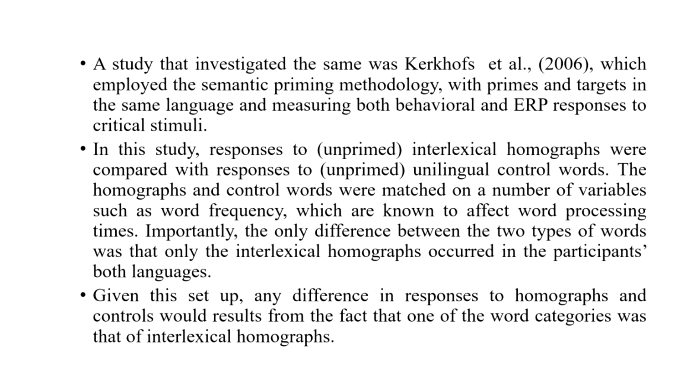Now, the homographs and control words would match on a bunch of variables that have been shown to affect people's word processing times, such as word frequency and so on. Importantly, the only difference between the two types of words was that the interlexical homograph, as the definition goes, occurred in both of the participants' languages, whereas the unilingual controls occurred in only one of the two languages. Given this setup, any difference in responses to homographs and controls would result from the fact that the interlexical homograph is bivalent, has two meanings, whereas the unilingual control has just one meaning.